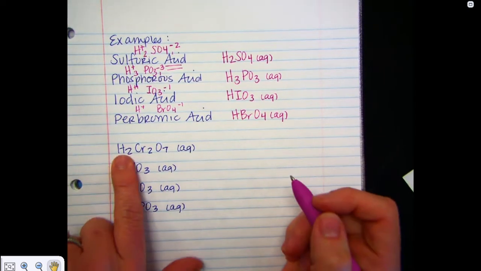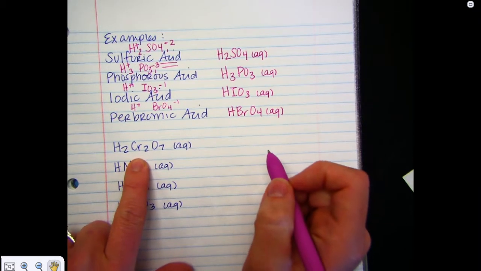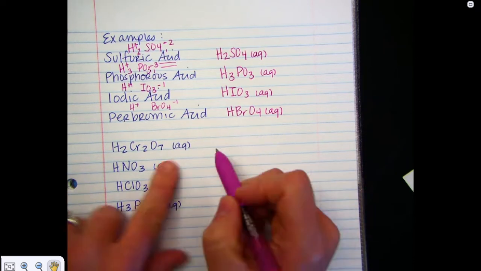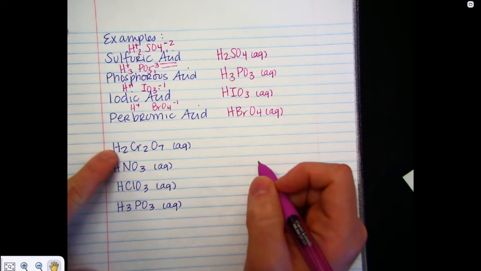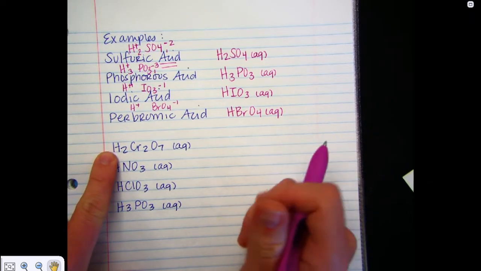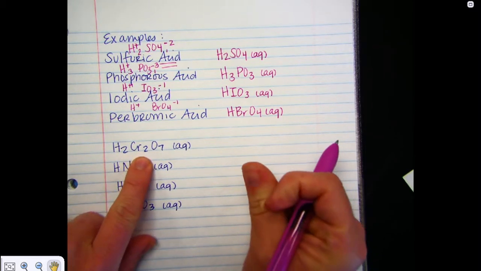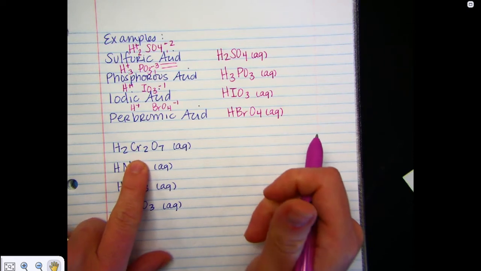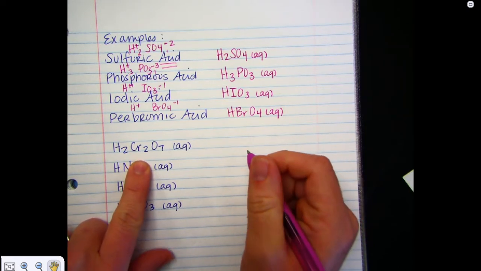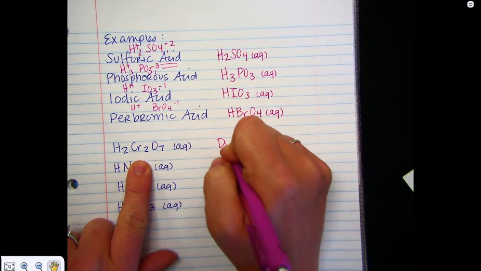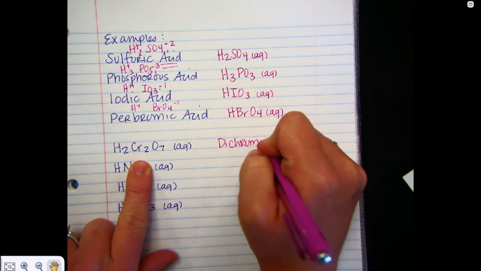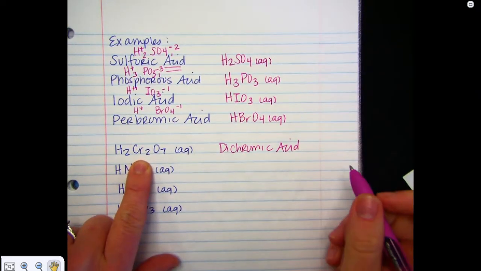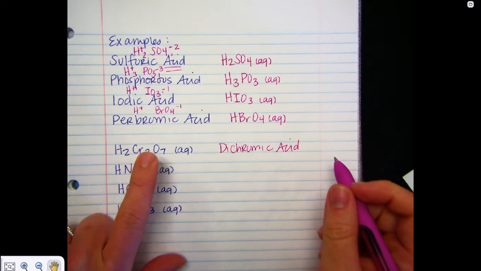H2Cr2O7 AQ. So the AQ again there tells me, oh, I'm dealing with an acid. I know that the H is my acidic hydrogen, so I need to look at what my polyatomic here is. So Cr2O7 is dichromate, ate. We're going to change that to ic. So this is going to be dichromic acid. Okay, remember, you must include the acid as part of the name. No hydro, again, because this is a polyatomic.